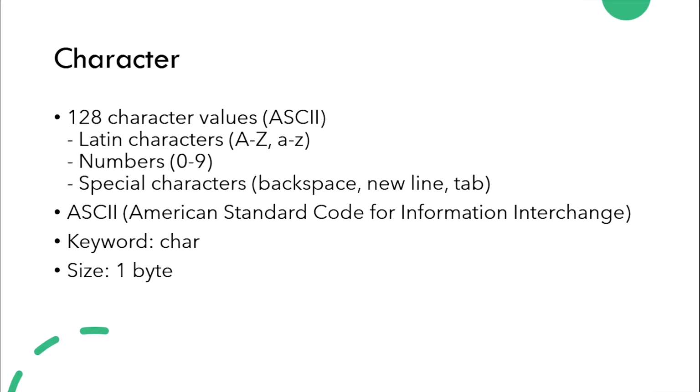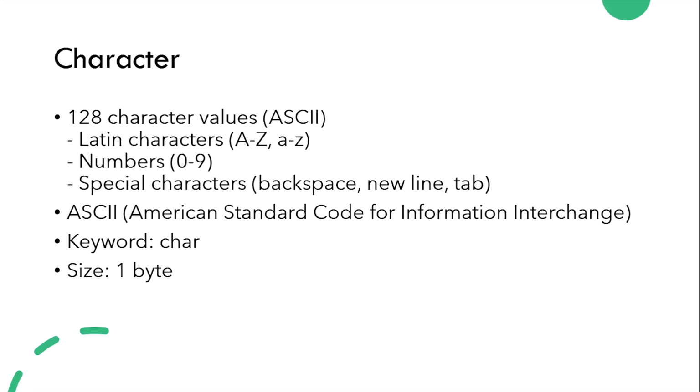The first data type that we are going to discuss today is the character data type. The character data type can represent 128 different characters, each of which is assigned an ASCII value. These characters include Latin characters such as uppercase A through Z and lowercase A through Z. It also represents numbers 0 through 9 and special characters such as backspaces, new lines, tabs, white spaces, etc.